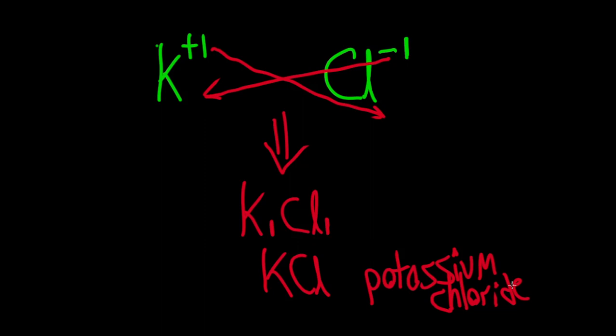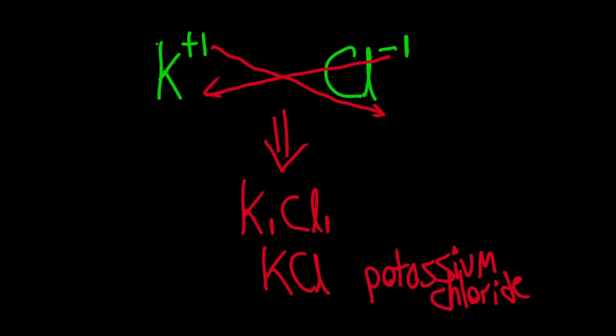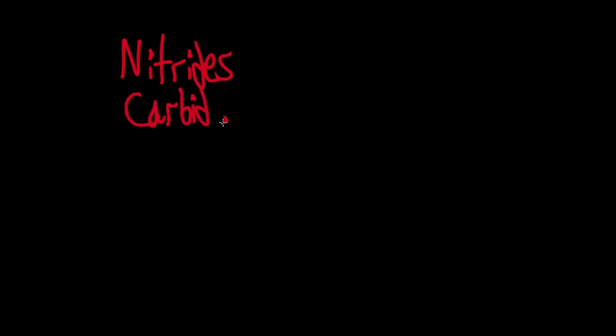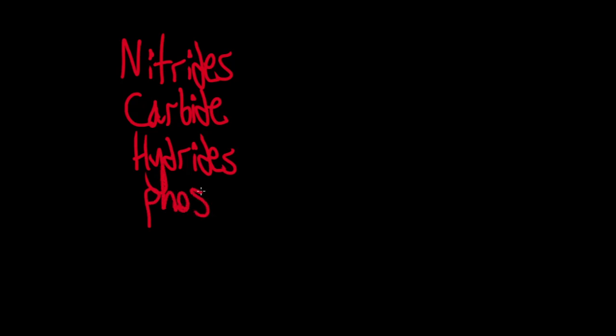However, there are 4 binary salts out there that do have some predictable hazards. They're the nitrides, carbides, hydrides, and phosphides. I'm going to write that out. The nitrides, the carbides, the hydrides, and the phosphides. And an easy way to remember that is going to be North Carolina Highway Patrol, or NCHP for short.